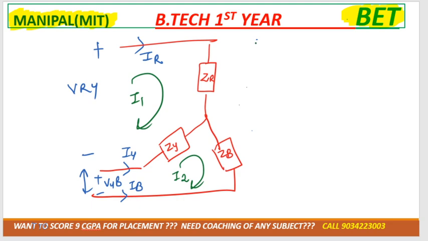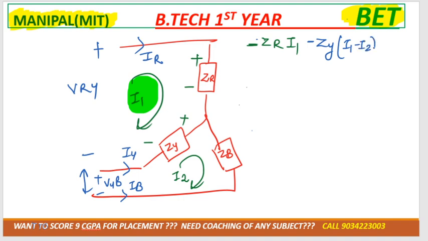We'll apply mesh for the first mesh. If I mark the sign positive, negative, positive, negative, so minus ZR into I1. We have to consider mesh analysis by our own current. Okay, minus ZR I1 minus ZY (I1 minus I2), then plus VRY is equals to 0. Right? Yes or no?